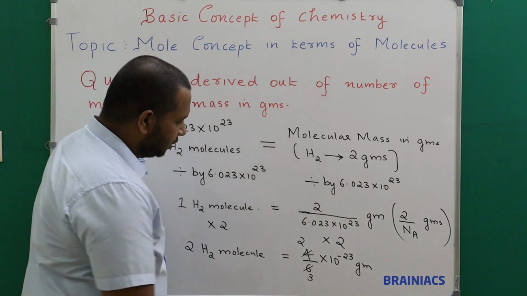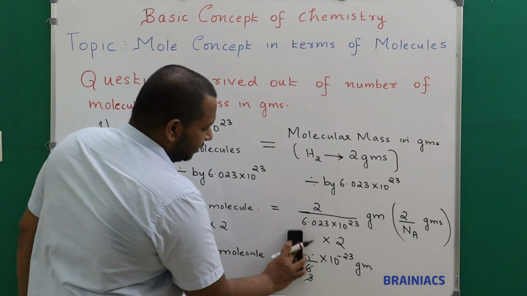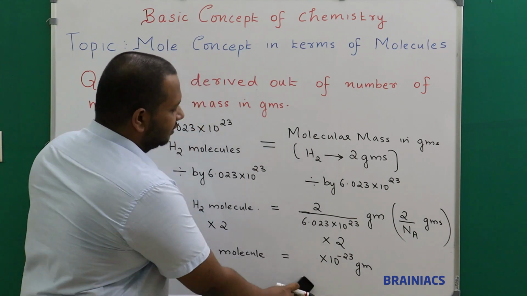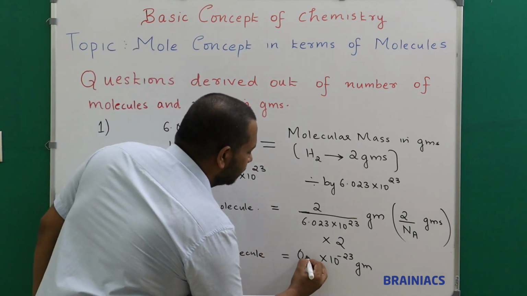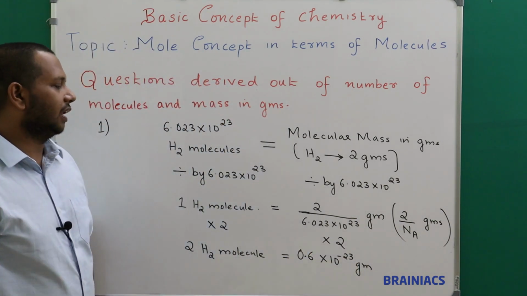And when you do this, how much will you get? 3 cut, you will get 0.6. So I can say the answer is approximately 0.6 into 10 power minus 23 gram.